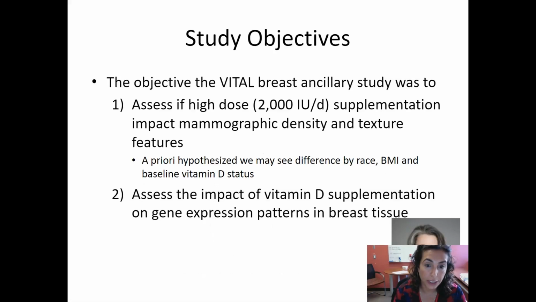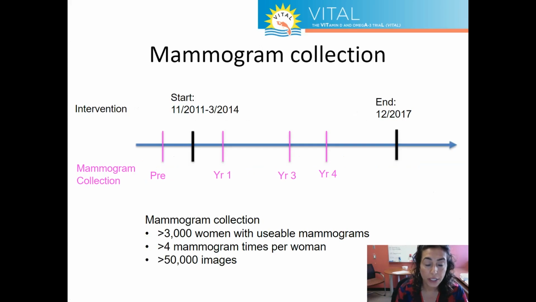Our objective was to see if we could see an impact of high-dose vitamin D on mammographic density and texture features, as well as an impact on gene expression patterns in breast tissue. So we conducted an ancillary study to this VITAL trial, and we collected mammograms prior to randomization, as well as 1 year, 3 years, and 4 years after randomization. We were able to collect mammograms on over 3,000 women with, on average, more than 4 mammogram time points per individual woman.